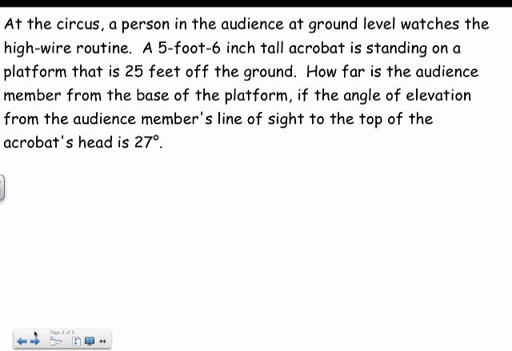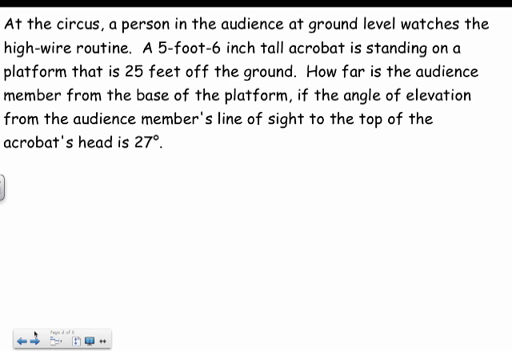At a circus, a person in the audience at ground level watches the high wire routine. A 5 foot, 6 inch tall acrobat is standing on a platform that is 25 feet off the ground. How far is the audience member from the base of the platform, if the angle of elevation from the audience member's line of sight to the top of the acrobat's head is 27 degrees? Holy buckets, a lot of stuff here.